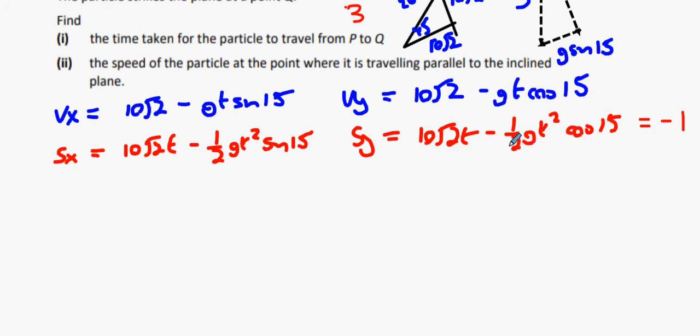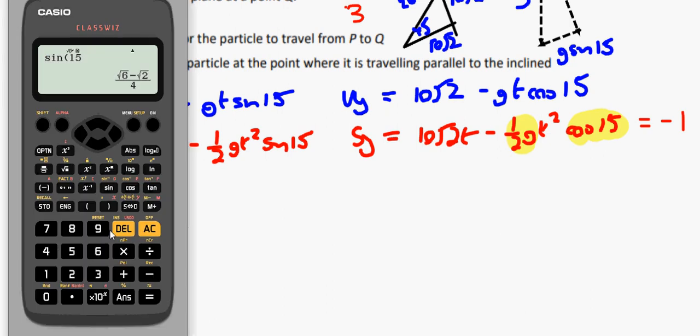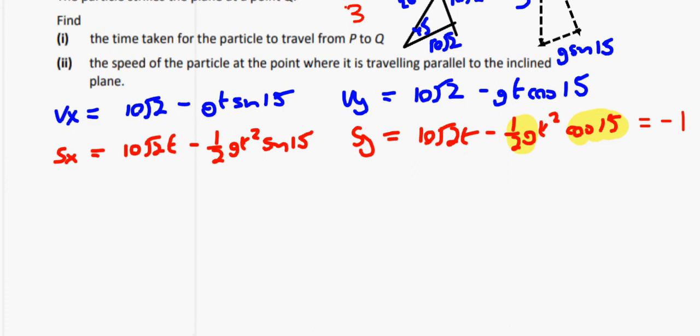I'm going to change it, because the time of flight is going to be given in decimals, alright? So what I'm going to do is convert a half g cos 15 into decimals. So 4.9 cos 15. Probably going to do 3 or 4 decimals here. So I'm going for 4.733. That worked out nicely. So it's going to be 10 root 2t minus 4.733t squared equals -1.